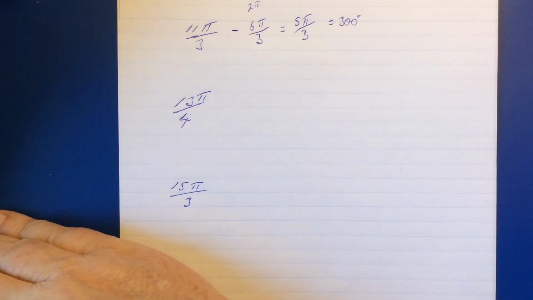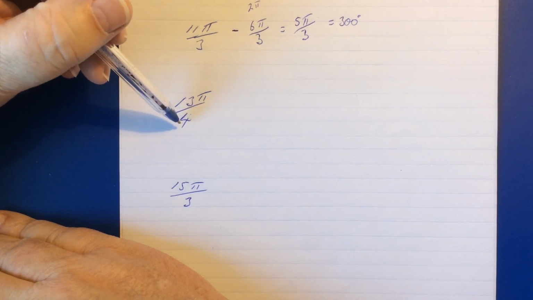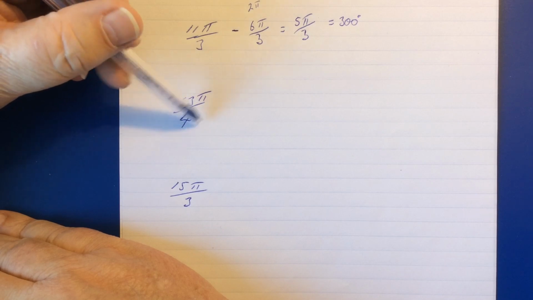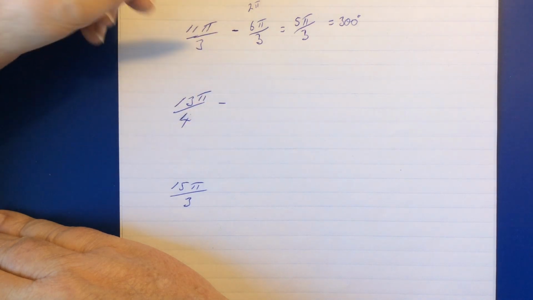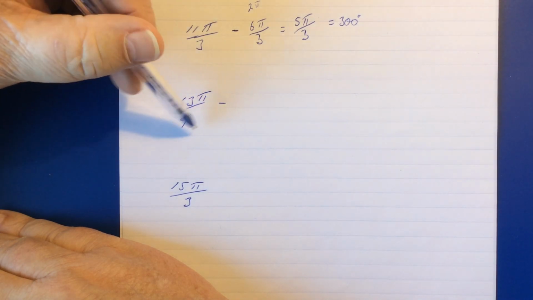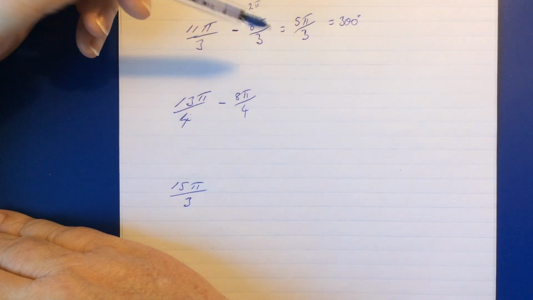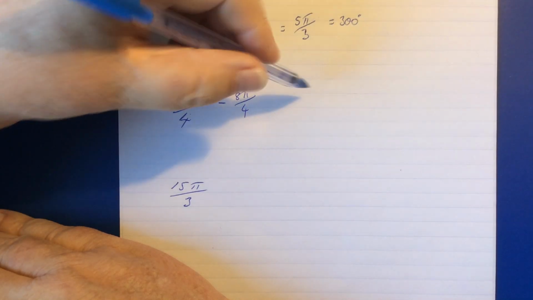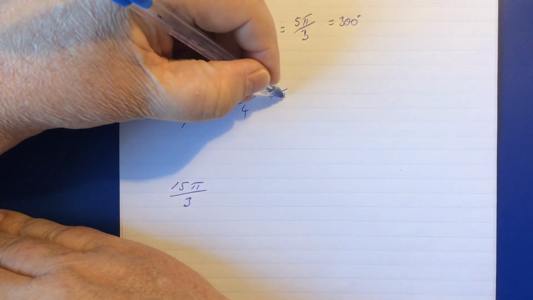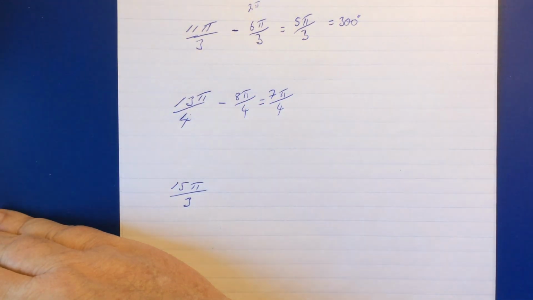Okay, 13 pi on 4. Well, again, we're looking at going around the unit circle a couple of times, or at least 1 and a bit times. So let's see if we can tidy this up. We're going to take the equivalent of 2 pi off this, which will be 8 pi on 4. What does that leave us with? Well, 13 minus 8 is 7. We're going to have 7 pi on 4. That's going to give us something that we can work with.